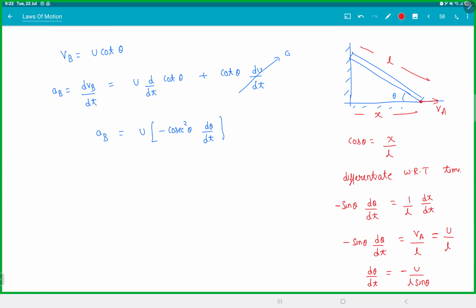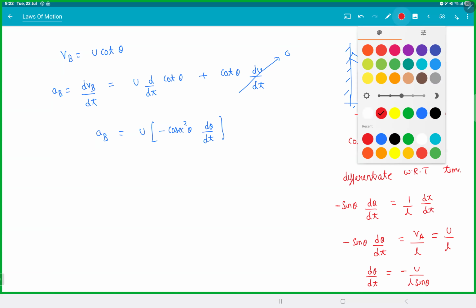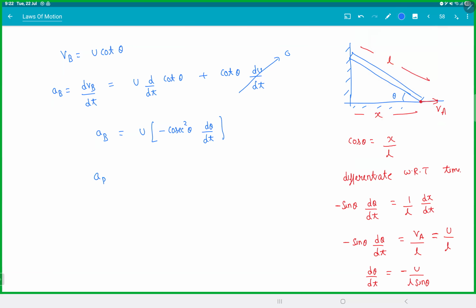Later on, I'll show you in circular motion. You can get these things even faster, but for now, let's bear with this. You're done. So once you get this, take this and dump it here. This will be minus u, cosecant square theta is 1 by sine square theta, and d theta by dt is minus u by L sin theta. So we get u square by L sin cube theta. This is your acceleration of P.